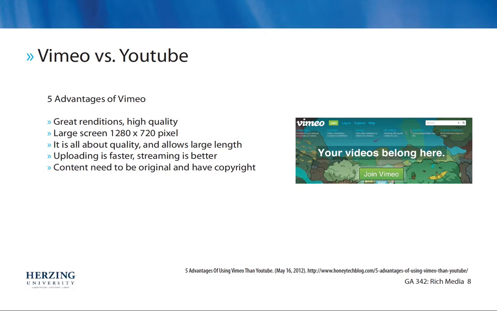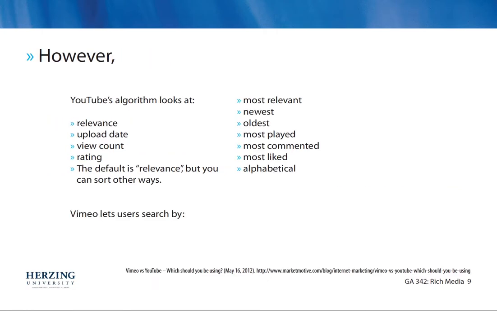let's see what the advantages of YouTube are. YouTube does better search engine optimization, so you'll be found more on the web. YouTube's algorithm looks at relevance, upload date, view count, and rating, and you can always sort by relevance, but there are other ways. Vimeo lets users search by most relevant, newest, oldest, most played, most commented, most liked, and alphabetical. Your YouTube algorithm behaves differently, and you might like the options better altogether.